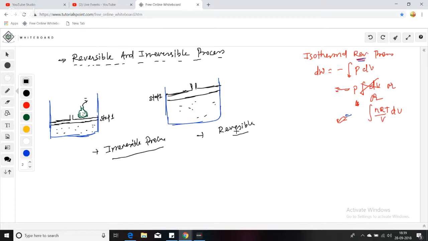In a reversible process, what happens? Continuously we are removing the sand particles, right? Means the pressure exerted by the bag is continuously changing. That's why in this method, the isothermal reversible process, we say that the pressure is a function of volume here, and we cannot take this outside, so we substitute this pressure in terms of volume, and then we integrate. Understood? Any doubt till here?